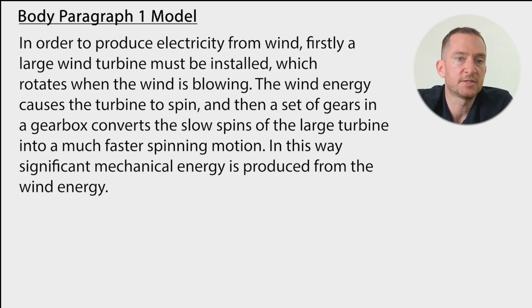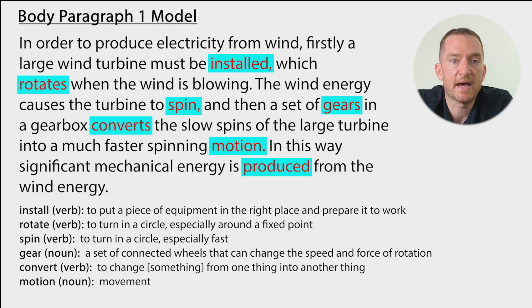So you can see we explain the process in detail and try to use as much relevant academic vocabulary as possible. We avoid using vocabulary already given to us in the task wherever possible. Useful vocabulary here includes install, to talk about setting up or creating the system; rotate, to describe how the turbine moves in a circle. We also use spin, which has the same meaning as rotate. And we use keywords like gears, convert, motion, and produce. Putting this all together, we have a detailed explanation of the first two stages of the process.